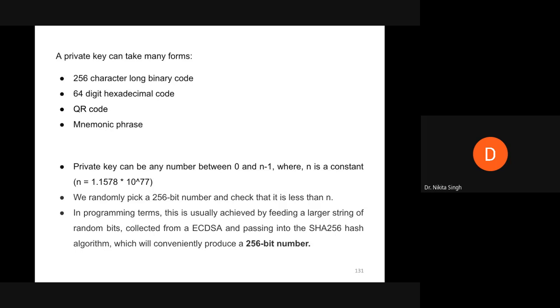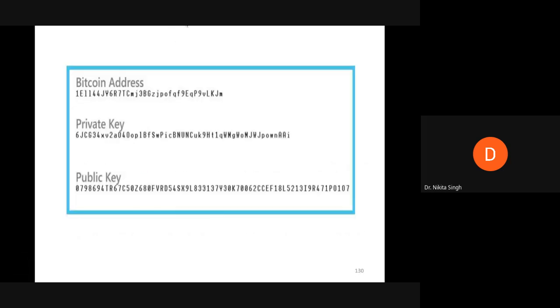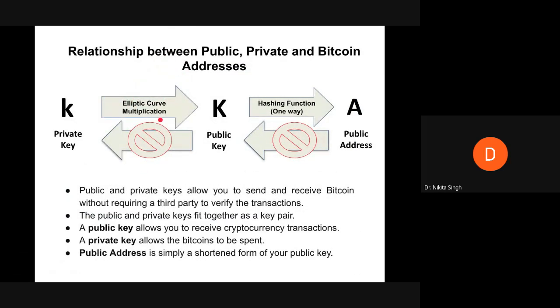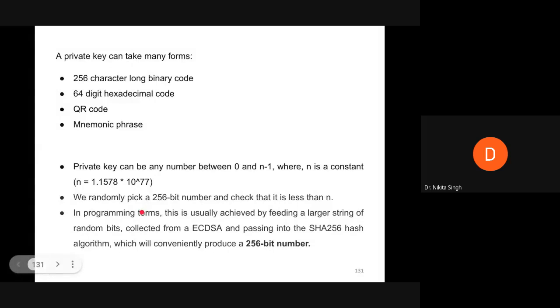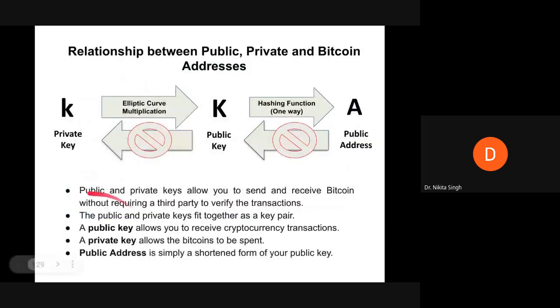And what you do is, you will take a large string of random bits, pass it through the elliptic curve digital signature algorithm, and again pass it through an SHA-256 algorithm, which will produce a number which will be 256 bits in length. So this number will be your private key. Now using this private key, you will again pass it through the elliptic curve digital signature algorithm.